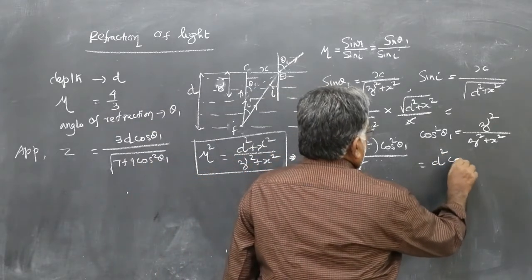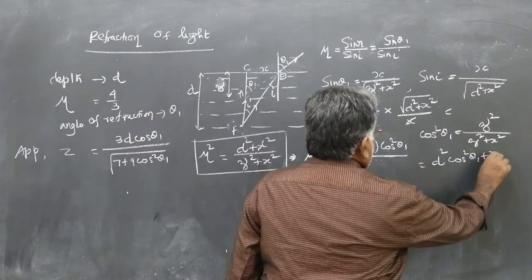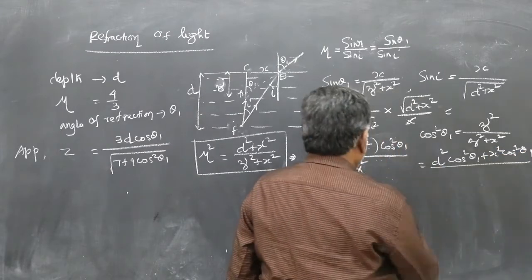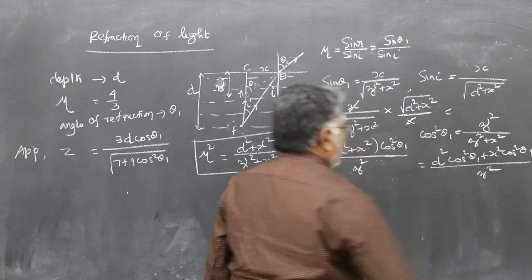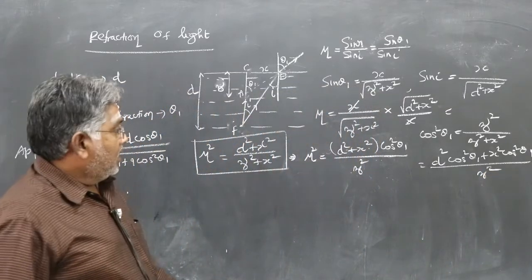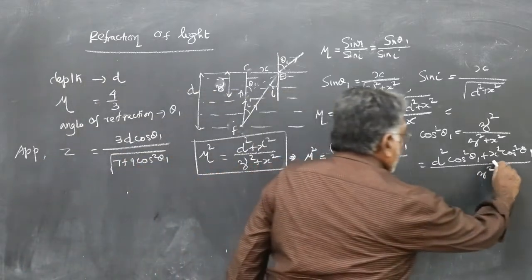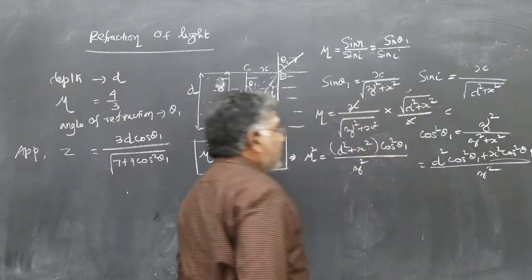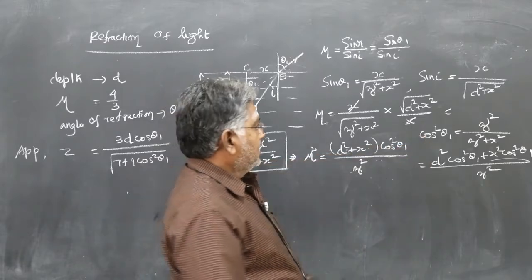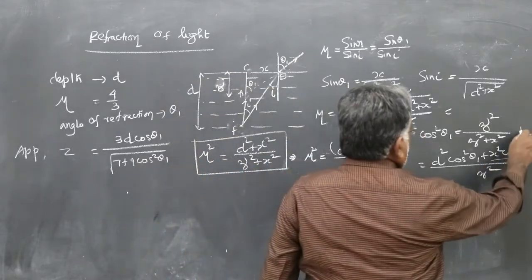d square cos square theta 1 plus x square cos square theta 1, whole divided by z square. Now again I have to somehow remove the x square. So what you can do, x square cos square theta 1 is there, no? That you can get from this. You can call this equation 1.